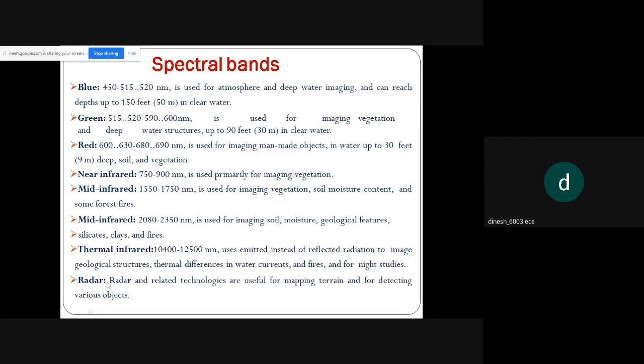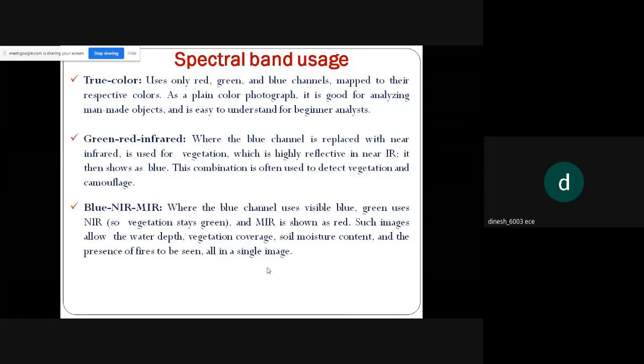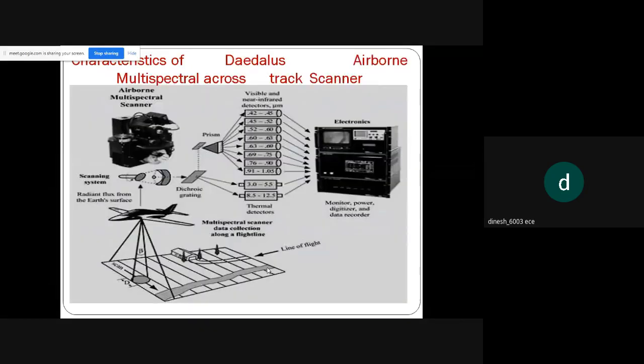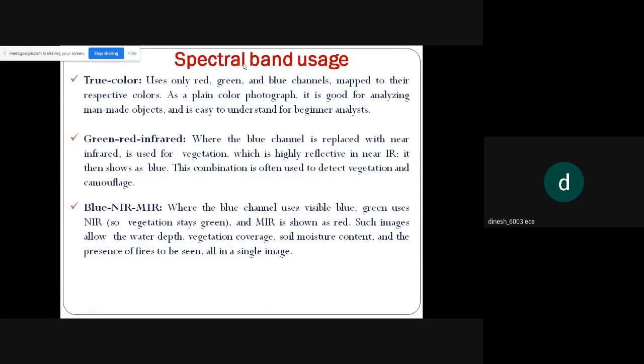Then we have the radar. So this is for mapping terrain and for detecting various objects. So we'll see radar in the subsequent classes. This is the spectral band usage. It is done in 3 different colors, as you can see.